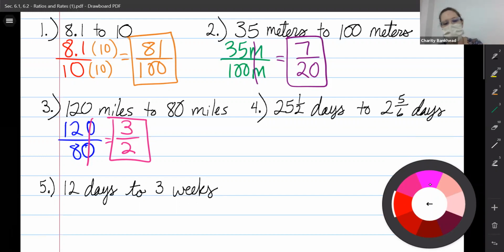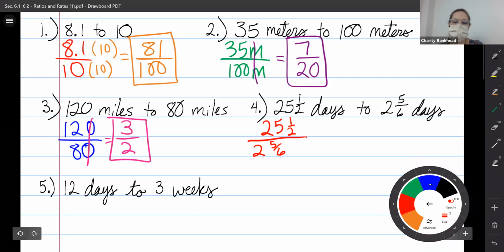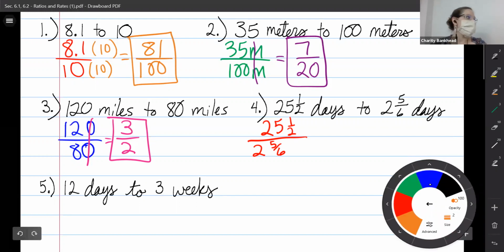And number 4. So I'm going to write down 25 and a half over 2 and 5/6. So the first thing I need to do is change each of those mixed numbers into an improper fraction. So 2 times 25 is 50, plus 1 is 51, so that's 51 over 2. And then 6 times 2 is 12, and plus 5 is 17, so that's 17 over 6.